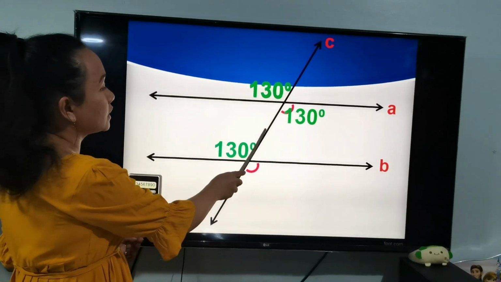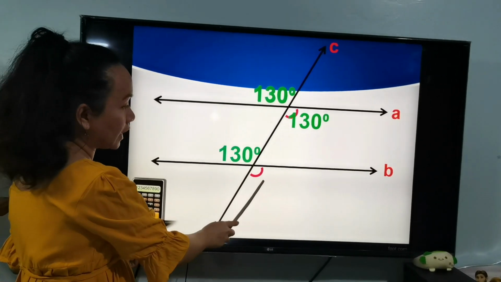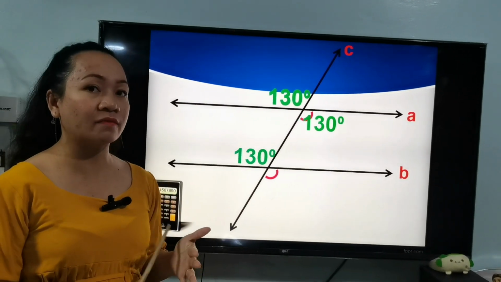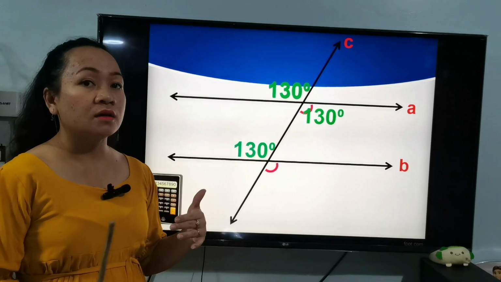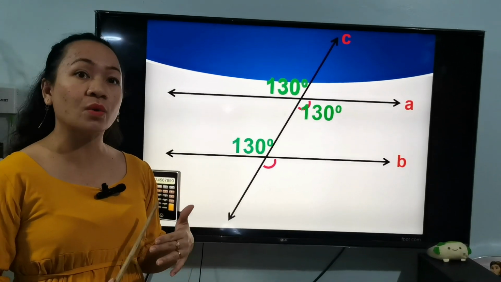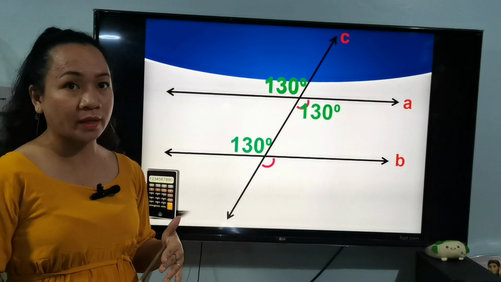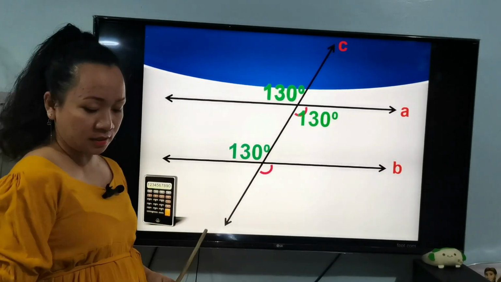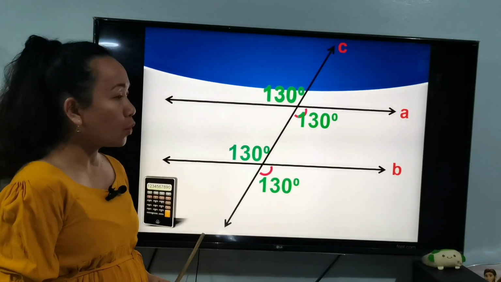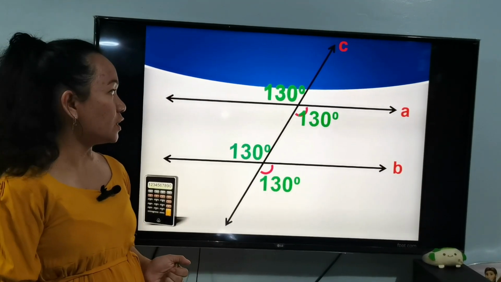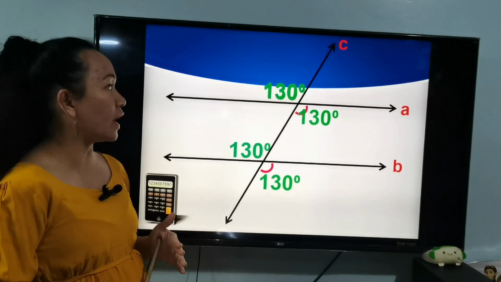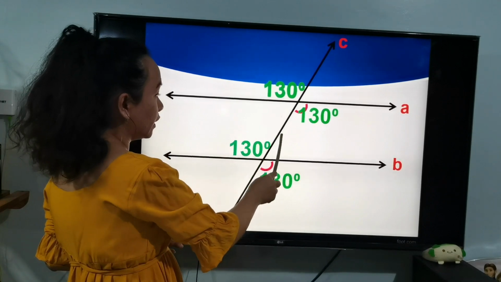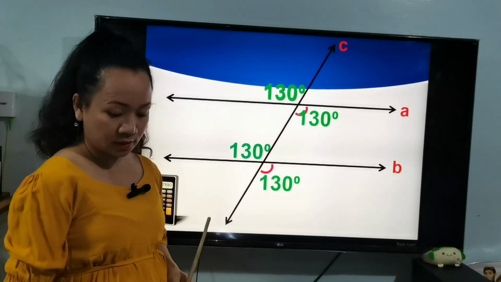So this angle again is vertical to this angle. All vertical angles, as I have said a while ago, have equal measures, or they are congruent. If this is 130 degrees, this angle is also 130 degrees. So next, we are going to find the remaining angles. We are going to find this angle here, and this angle, also this last one.